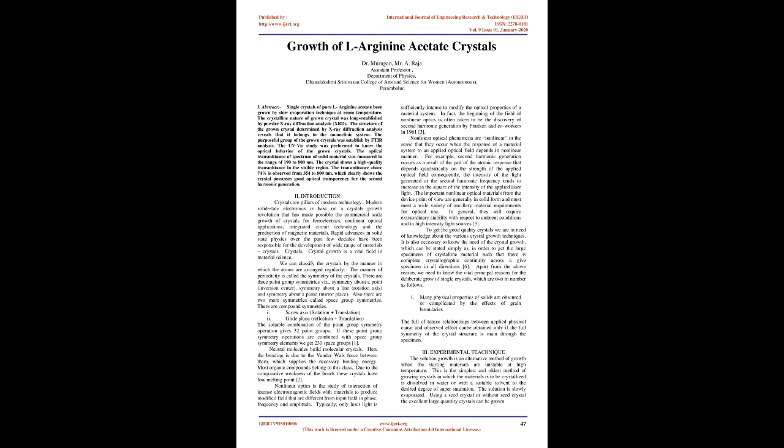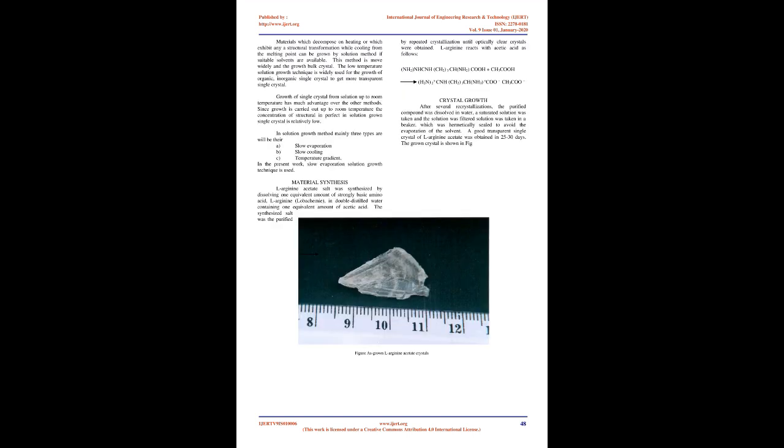3. Nonlinear optical phenomena are nonlinear in the sense that they occur when the response of a material system to an applied optical field depends in a nonlinear manner. For example, second harmonic generation occurs as a result of the part of the atomic response that depends quadratically on the strength of the applied optical field. Consequently, the intensity of the light generated at the second harmonic frequency tends to increase as the square of the intensity of the applied laser light.